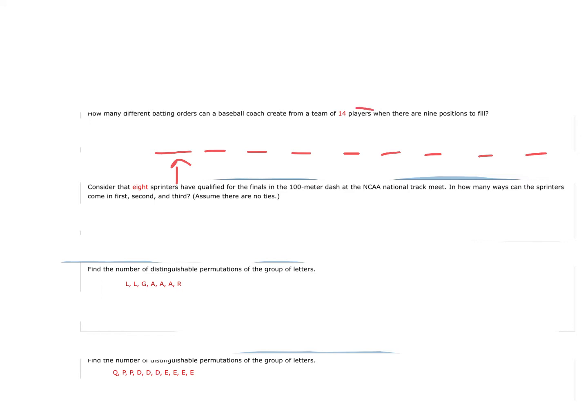We have 14 players total. So there's 14 people that could possibly be in our first position in our lineup. If you're that first person, you can't also be the second person in the lineup. You can't have a clone and be in both places at once. So that would leave us with 13 in the second spot, then 12, 11, 10, 9, 8, 7, and 6.